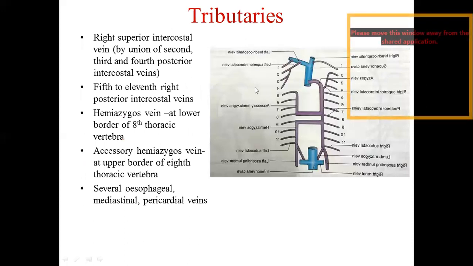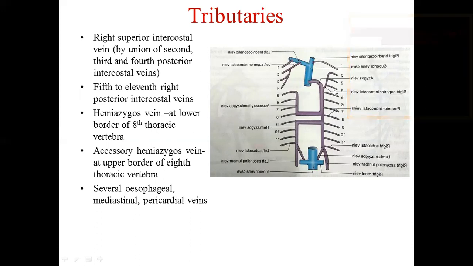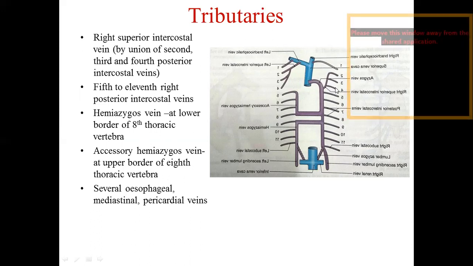Tributaries, or the draining channels, for the azygous vein are: first, the right superior intercostal vein. By mistake, the diagram is opposite. So you can see the right superior intercostal vein, which is formed by the union of the second, third, and fourth posterior intercostal veins.